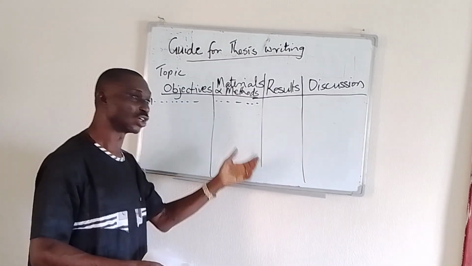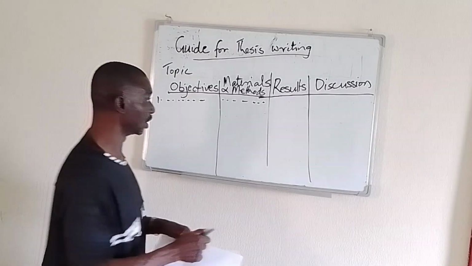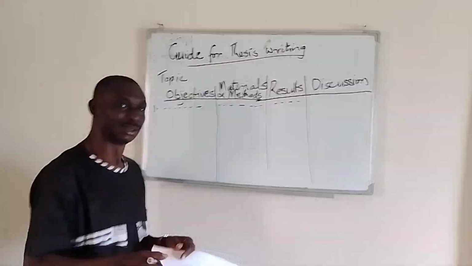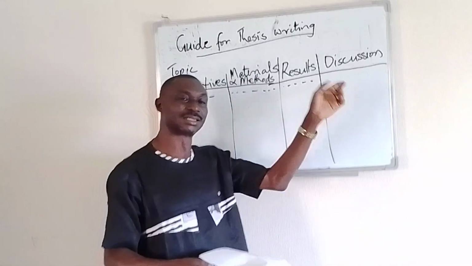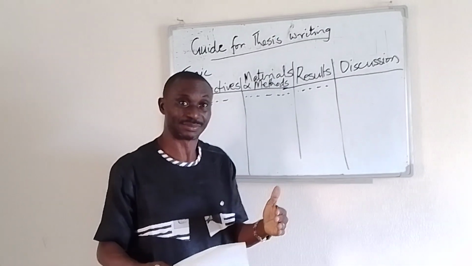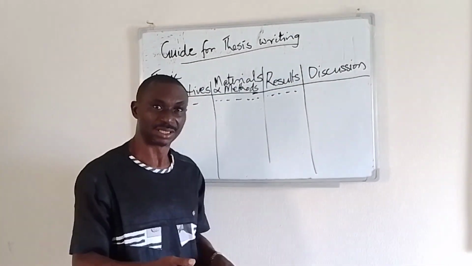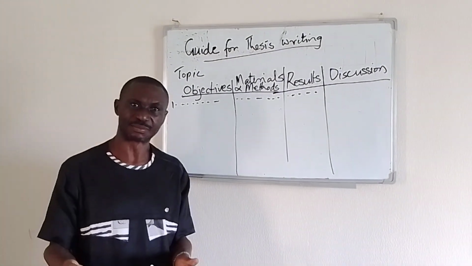Probably the result you get could be appealing to you, could not be appealing. It doesn't matter at this stage. So you put that result here. And after putting that result, then the next thing is when you come to discussion, having a look at this result. What is this raw result telling me?